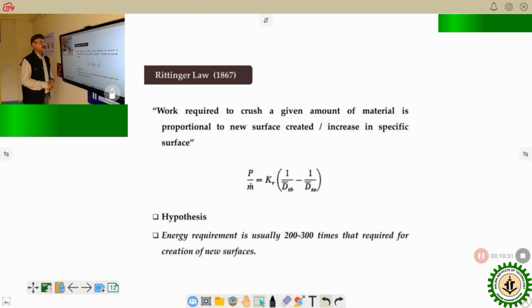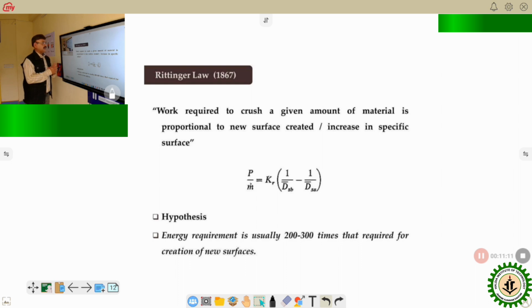Rittinger's law was developed in 1867, and it states that the work required to crush a given amount of material is proportional to the new surface area created, that is, the increase in specific surface. The correlation is P by m dot, the power input per unit mass flow rate of feed, equal to Kr into (1 by d bar sb minus 1 by d sa). Here d is the average diameter, the shorter diameter of the particle, and Kr is a constant called Rittinger's constant. This correlation is generally utilized for calculating the power input.